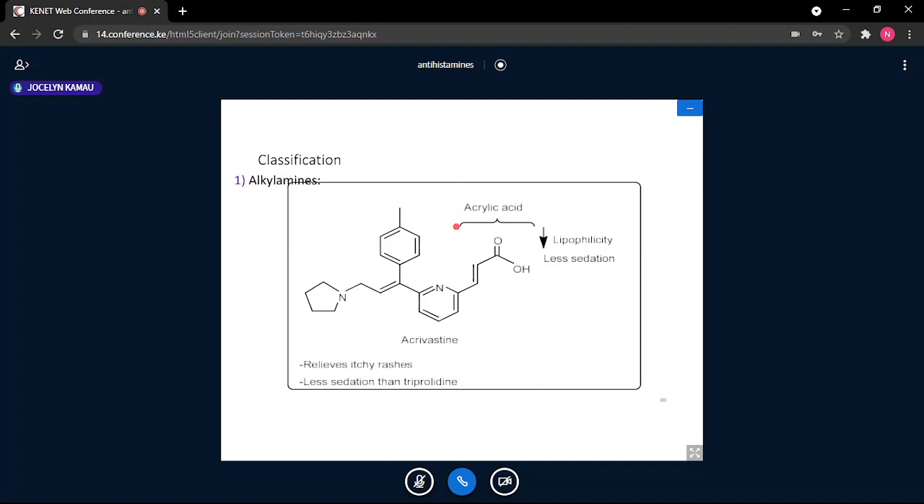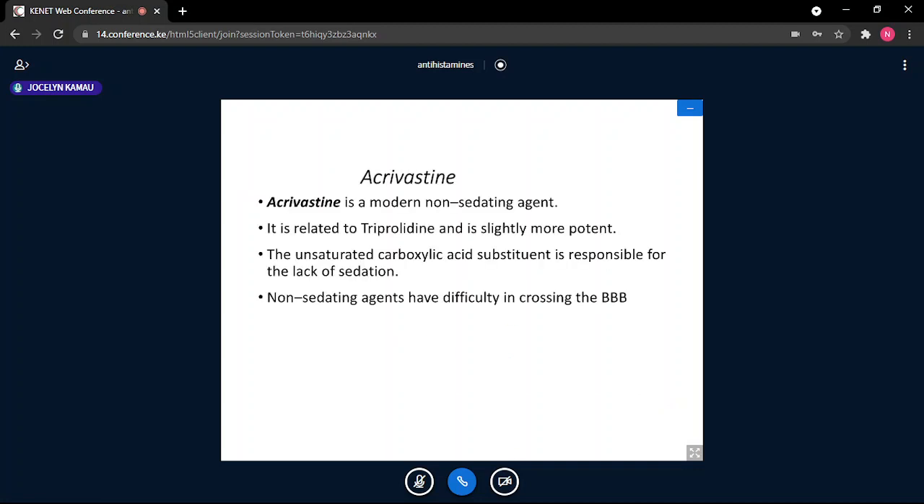So this hydrogen and the carboxylic group are on the same side. So the big group and that group, the E there and E there, was the isomer that was responsible for maximum activity. Introduction of this group here, the carboxylic derivative, decreases lipophilicity, decreases the ability of this group to penetrate the BBB, and therefore giving us less sedation.